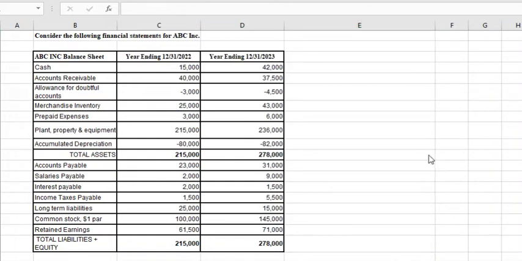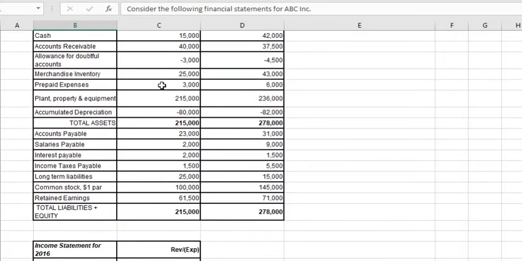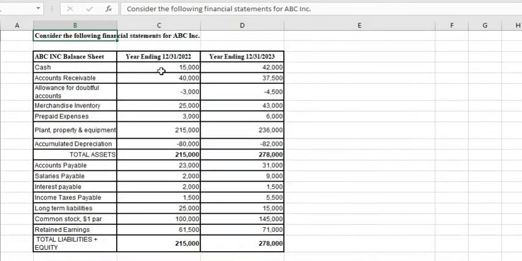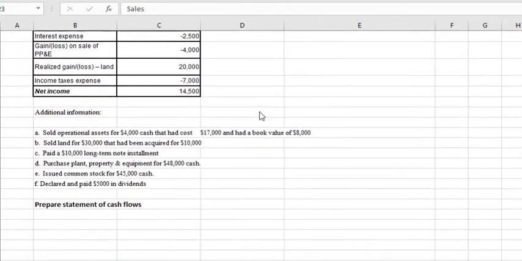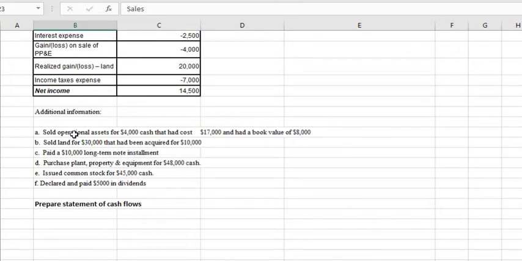Hi everyone, in this video we are going to start looking at an actual statement of cash flow example where we are going to have a balance sheet for a hypothetical company ABC Inc. and we are going to have an income statement for that same period. So we have the balance sheet and the income statement. We are given some additional information.